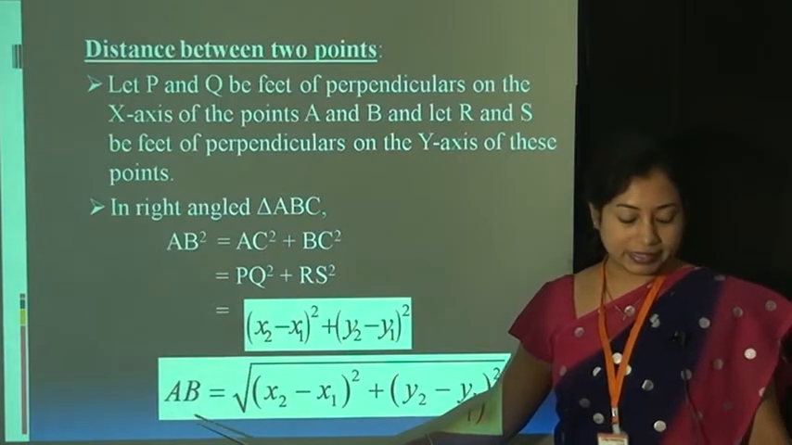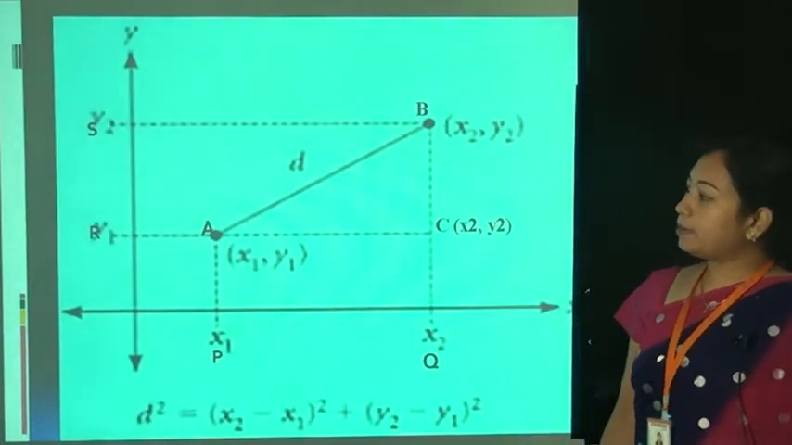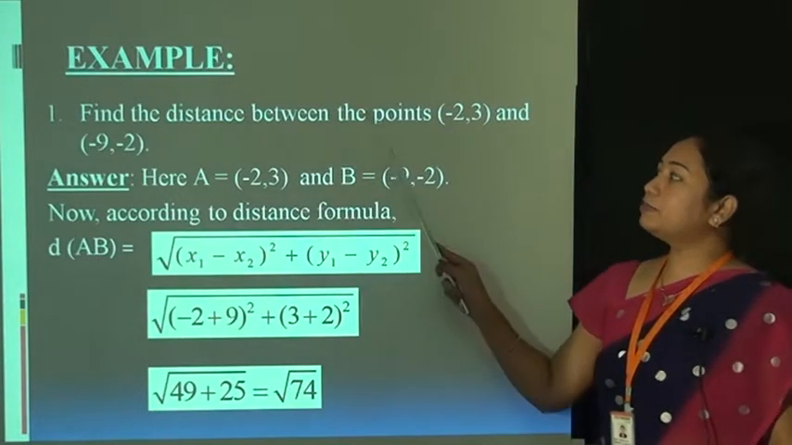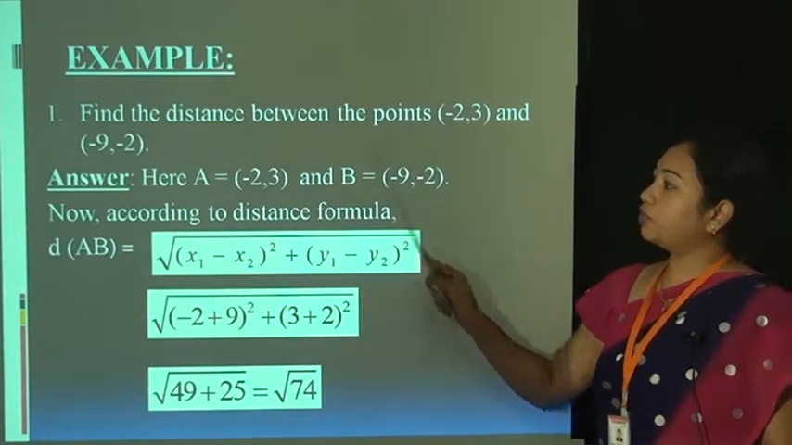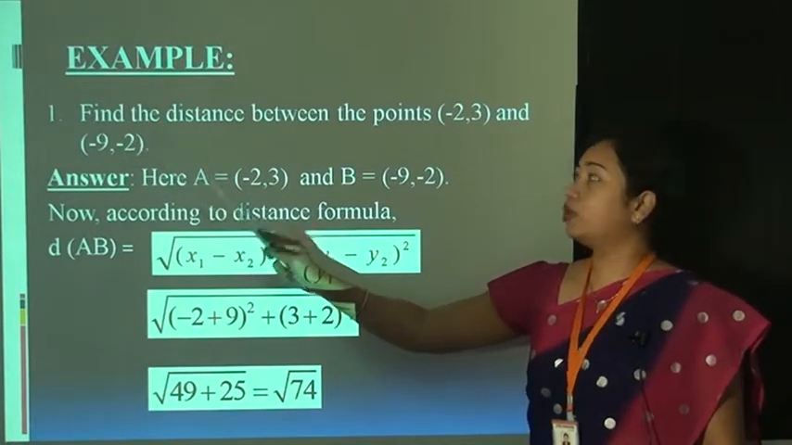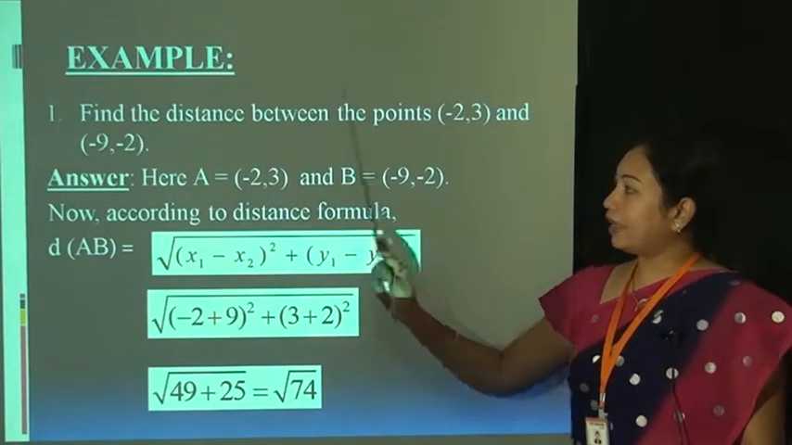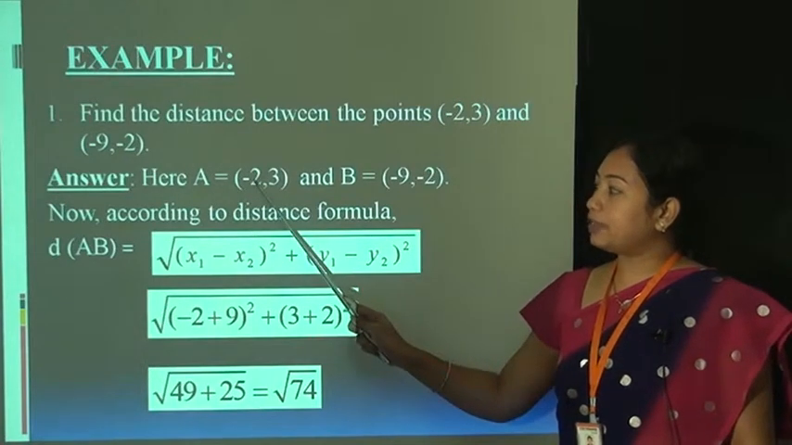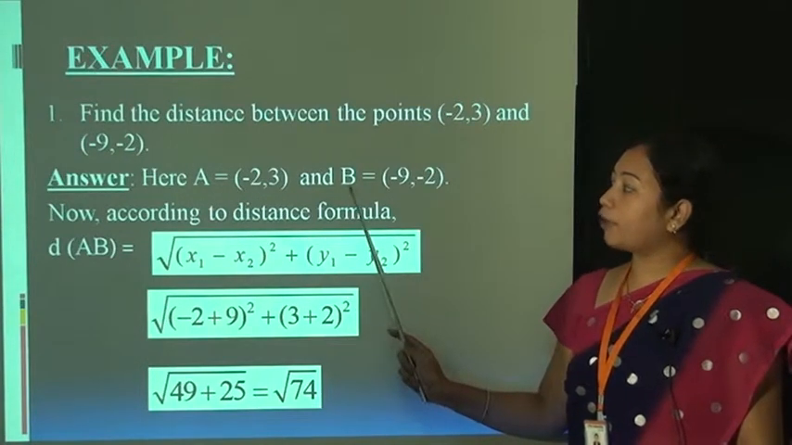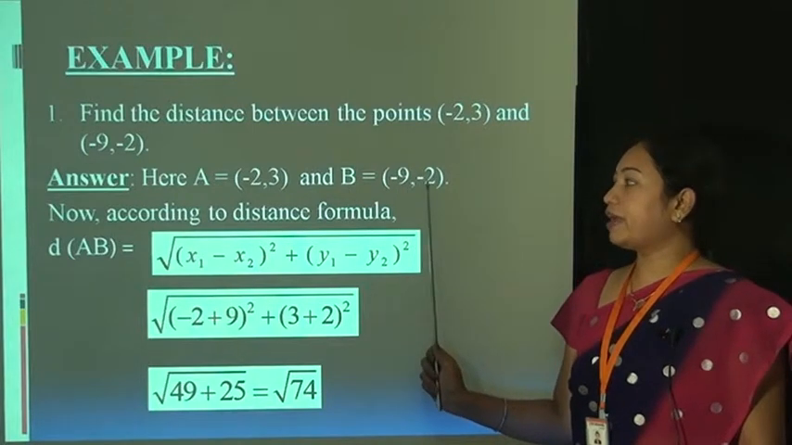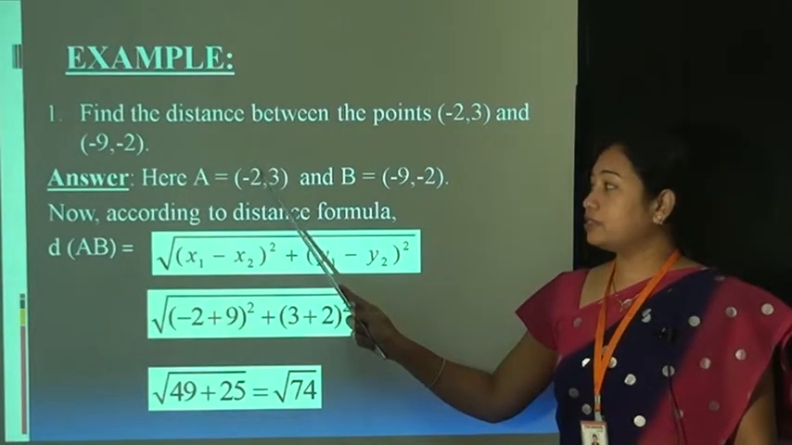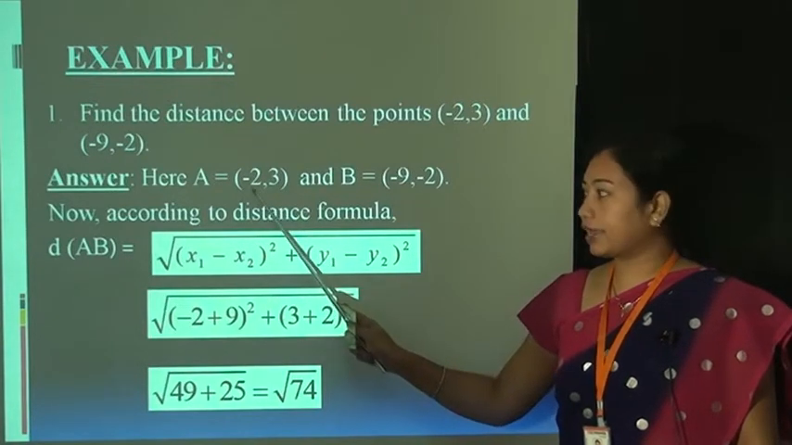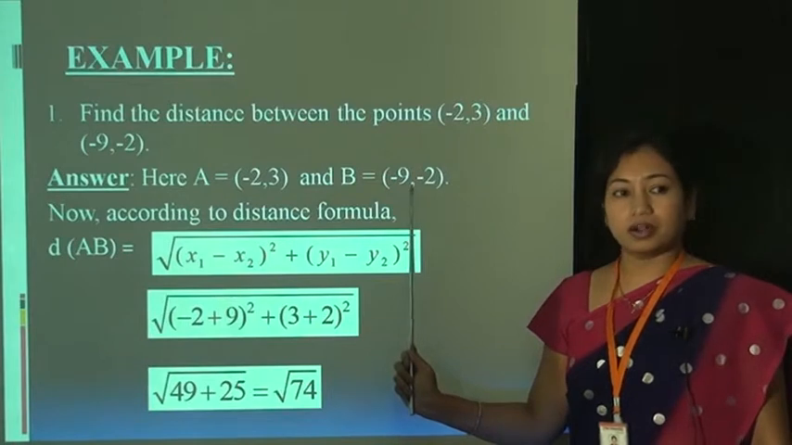Now let's take an example based on this. Find the distance between the points minus 2, 3 and minus 9, minus 2. Let's take this one as point A and this one as point B. That means the coordinates of point A are minus 2 and 3 and the coordinates of point B are minus 9 and minus 2. You can see here this one is negative and this one is positive. That's why this lies in the second quadrant and this one is in the third quadrant.